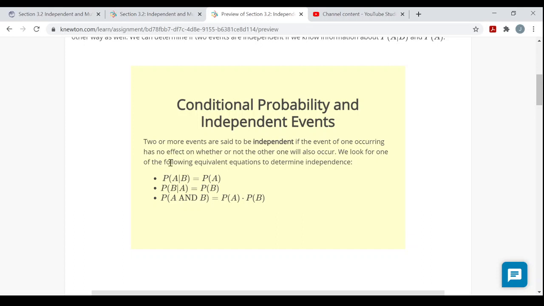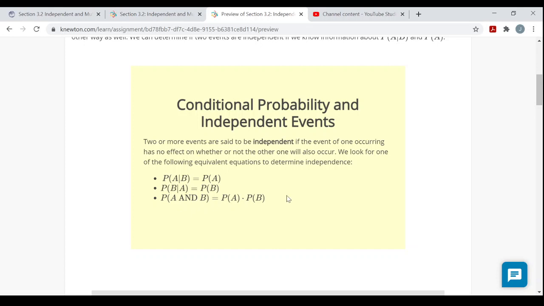We look for one of the following equivalent equations to determine independence. If any one of these three things happens, you would say that events A and B are independent. So again, if the probability of A occurring, given that B has already occurred, is just the same as the probability that A occurs on its own, right? The fact that B happened has no effect on A happening. It doesn't change its probability. Then they're independent, and vice versa for line 2.